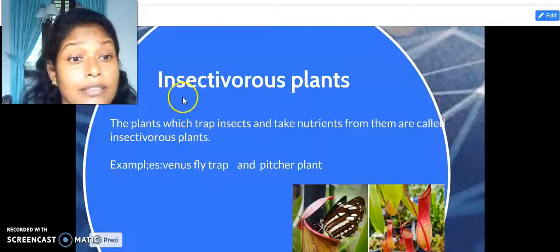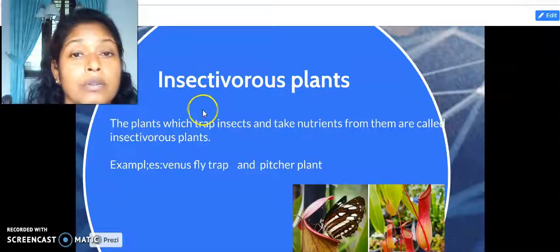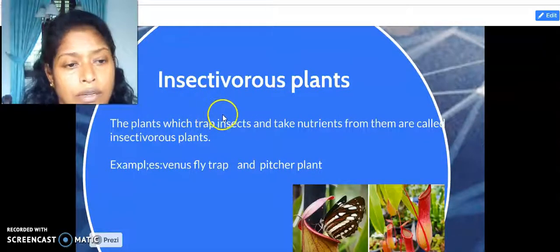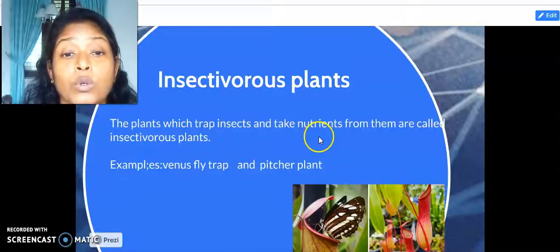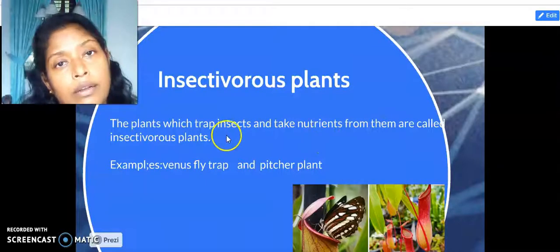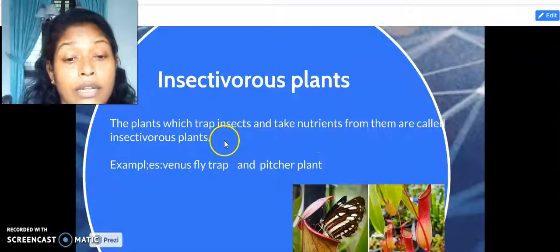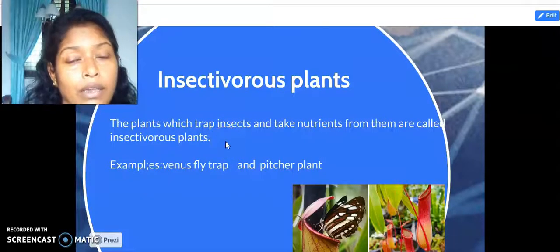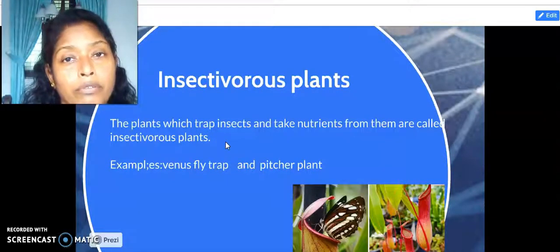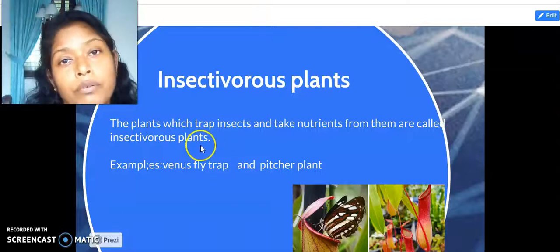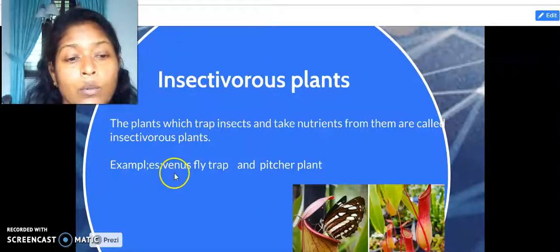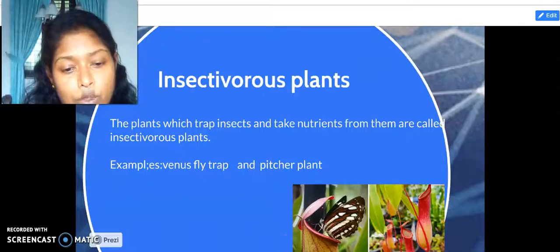As the name indicates, insectivorous. So insectivorous means they are feeding on insect. So these plants which trap insect and take the nutrients from them are called insectivorous plant. So they depend upon insect because in their body or the place where they are living, there will be deficiency of nitrogen. So example of insectivorous plants are Venus flytrap and pitcher plant.